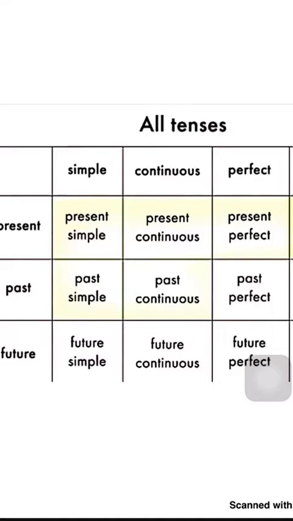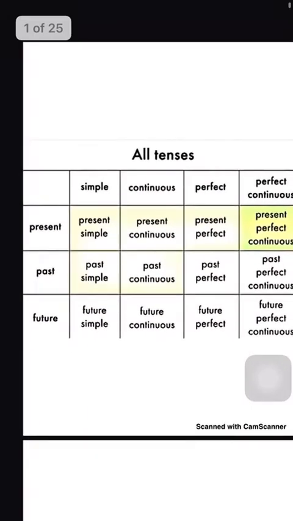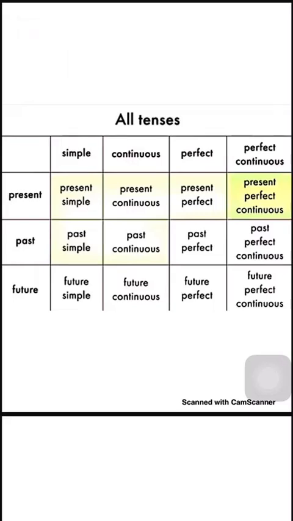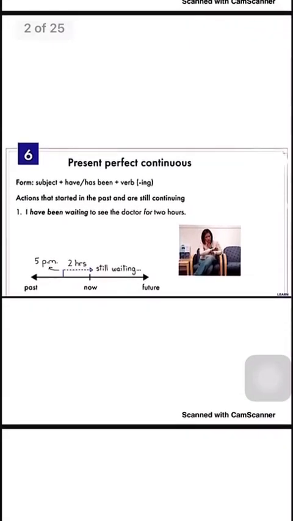So yesterday we have done till present perfect. We have covered simple present, present continuous, past simple, past continuous, present perfect. 5 tenses we have covered yesterday and now the rest of the 7 tenses I will be covering today. Clear? So let's move on to the next tense, which is the present perfect continuous.